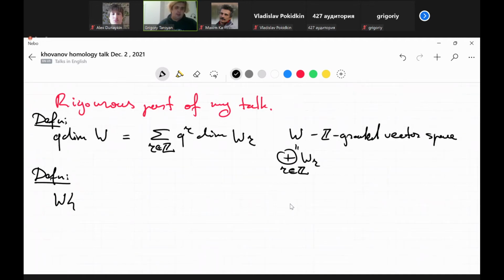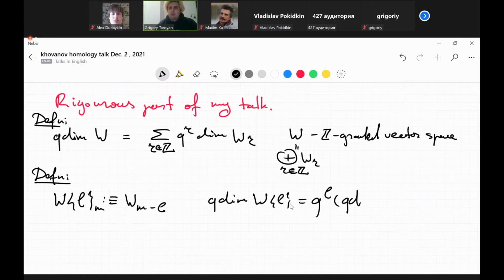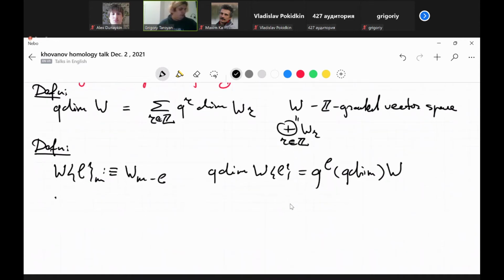So we can shift a graded vector space by l, and by definition, we have here W_{m-l}. And so the q-dimension of this shifted vector space is just a multiple of the initial q-dimension. Here it is important to remember that q-dimension is just a notation, and the letter q does not play any role here. So it's not like a multiple. Okay, so that's a vertical shift and a horizontal shift of a chain complex.